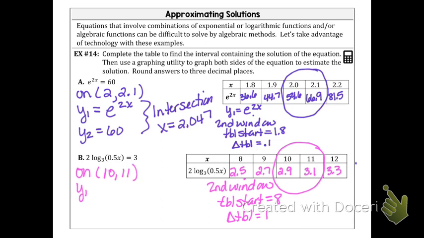So again, in y1, you already have your 2 log base 3 of 0.5x. In y2, put the 3. Probably have to adjust your window again. So find your intersection, and you should see that x is equal to 10.392, which is between 10 and 11.